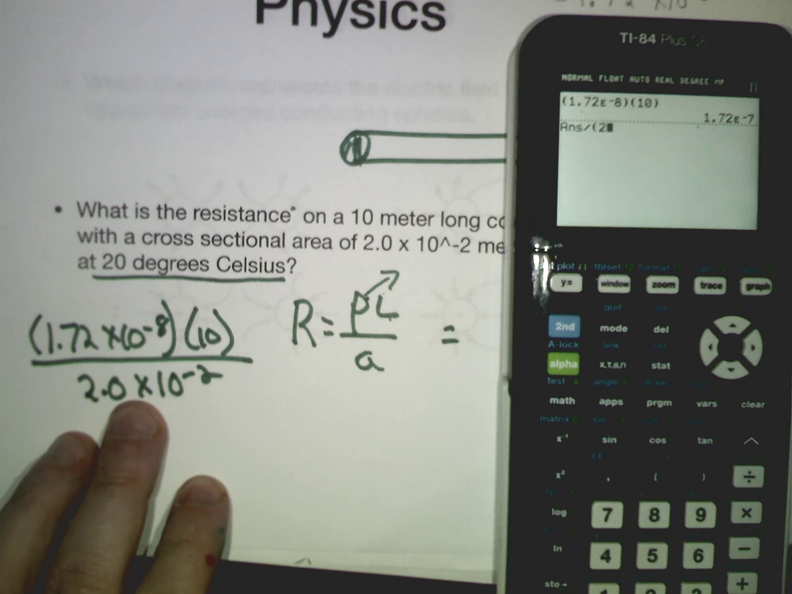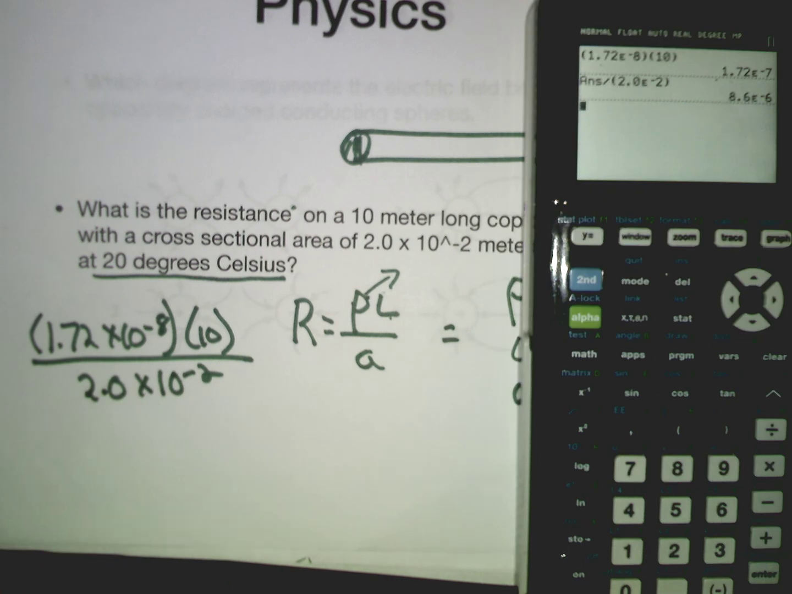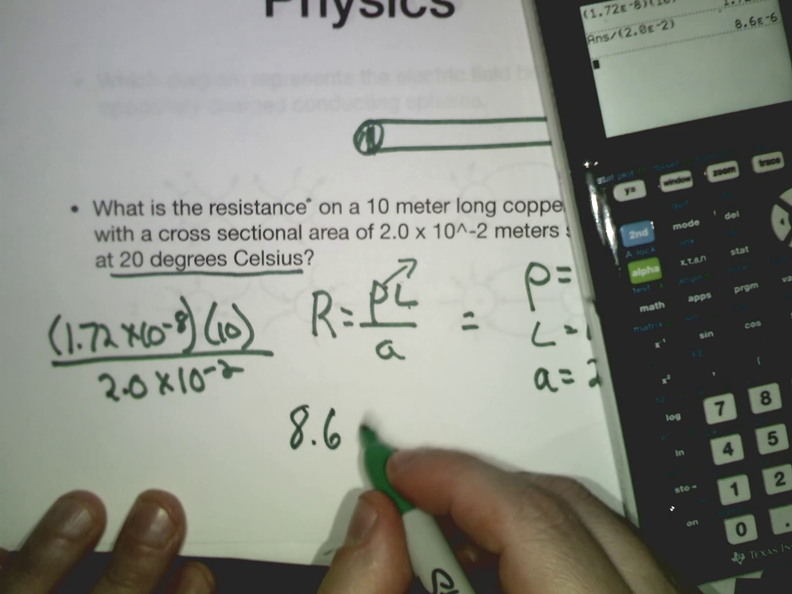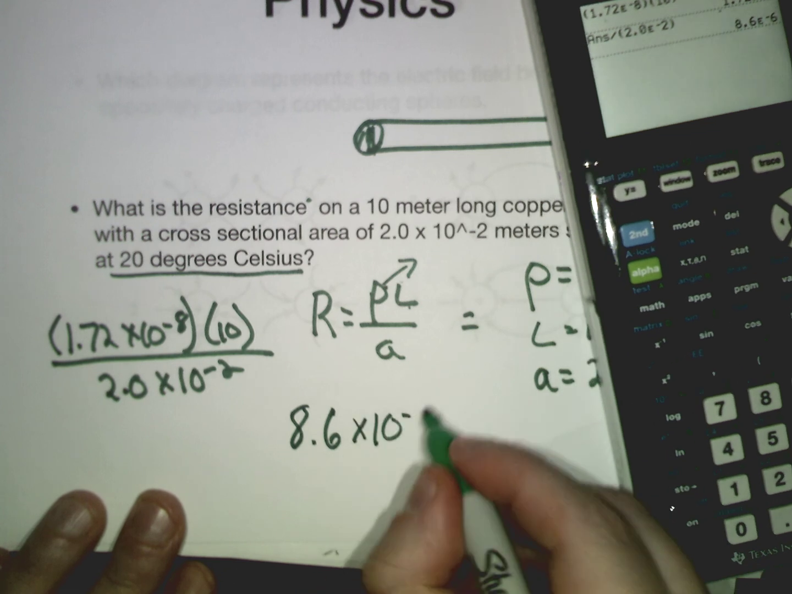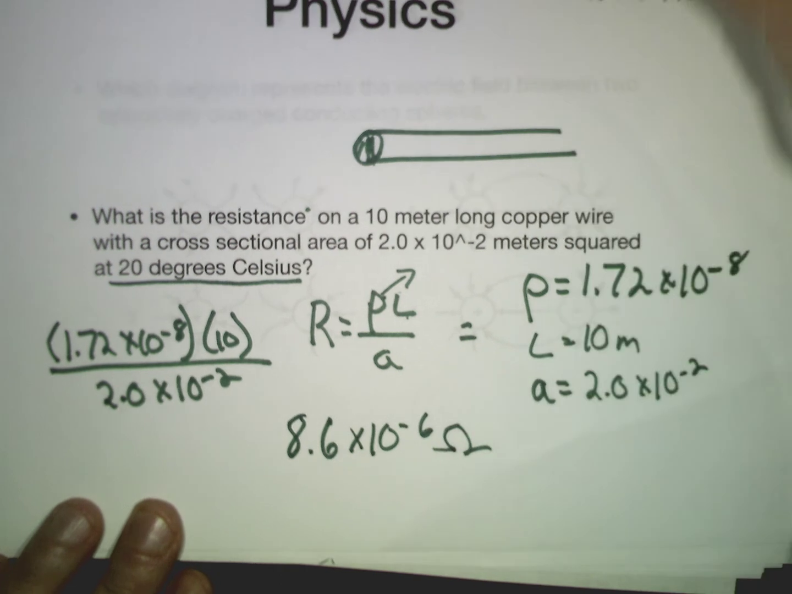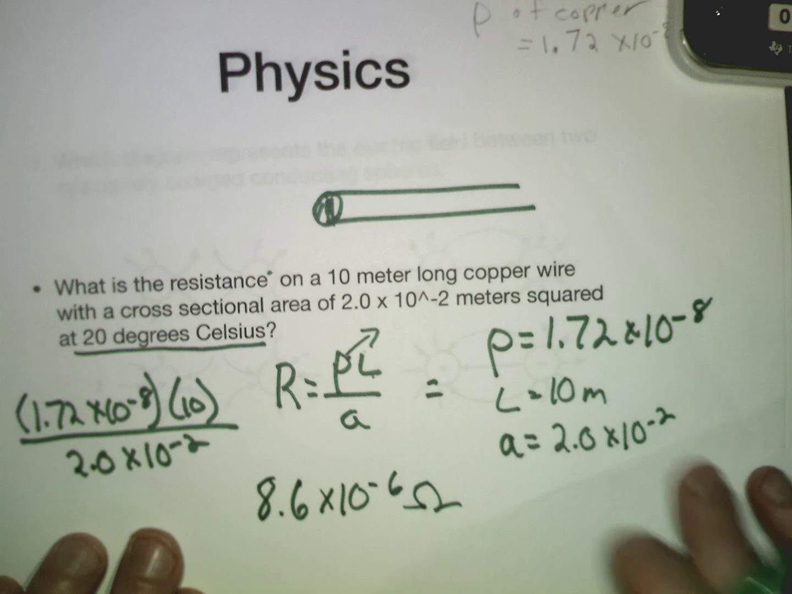Divided by 2.0, or 2, to make things harder on myself, e to the negative 2. And I get this number, 8.6 times 10 to the negative 6 ohms. That's the resistance for that copper wire.